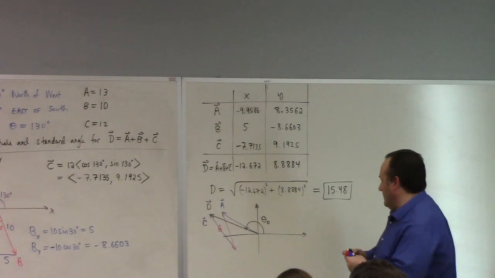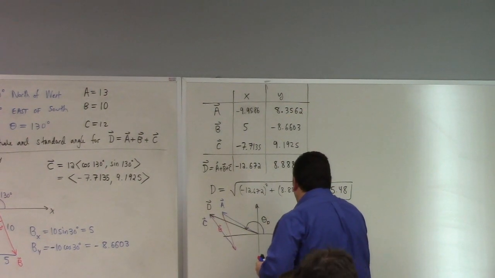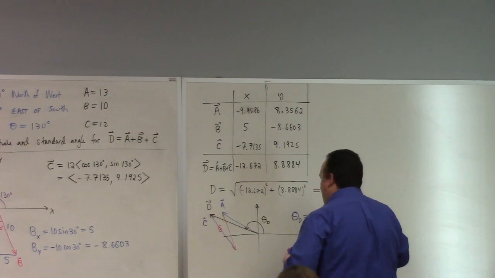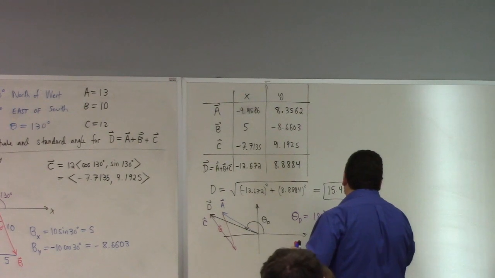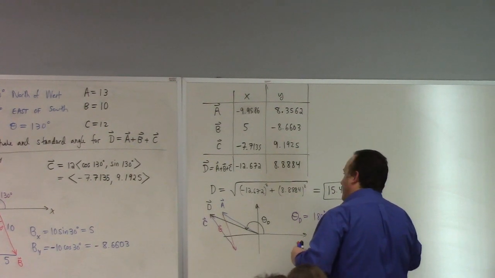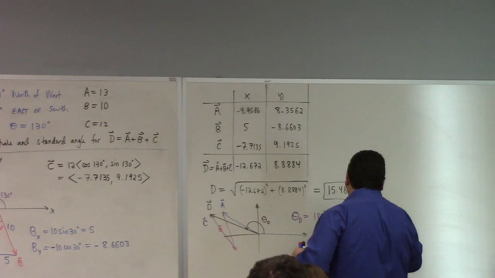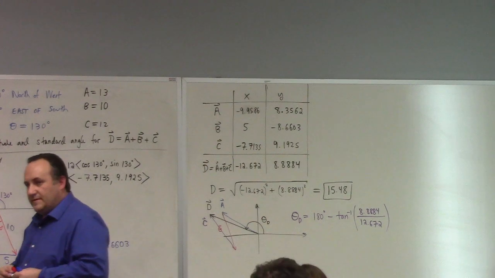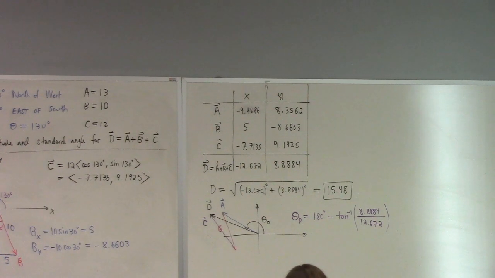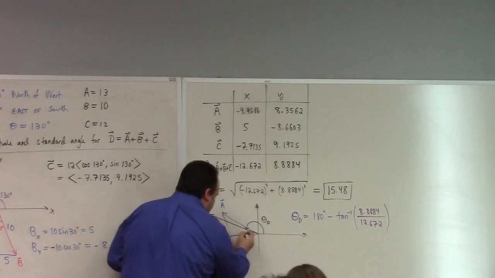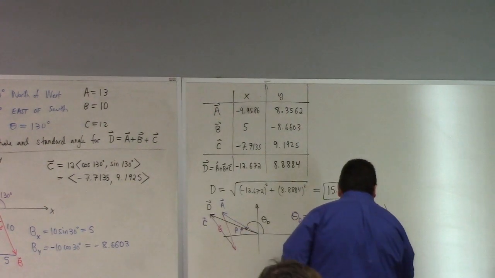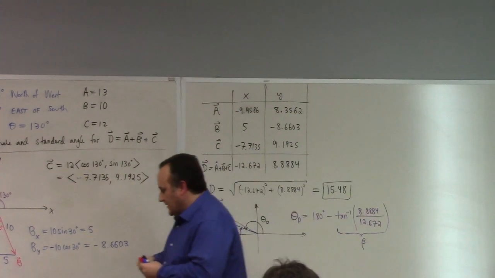Here's what I would do. I would just say, okay, so theta sub d is equal to 180 degrees minus the inverse tangent of apparently 8.8884 divided by 12.672. Notice I am ignoring the sign, and I'm just thinking about the little reference triangle that the vector D makes with the negative x-axis, right? That inverse tangent gives me the angle it takes to sweep right here, right? This angle, let me call it beta for a second. So this is beta in terms of right triangle trigonometry, and then we can work that out.